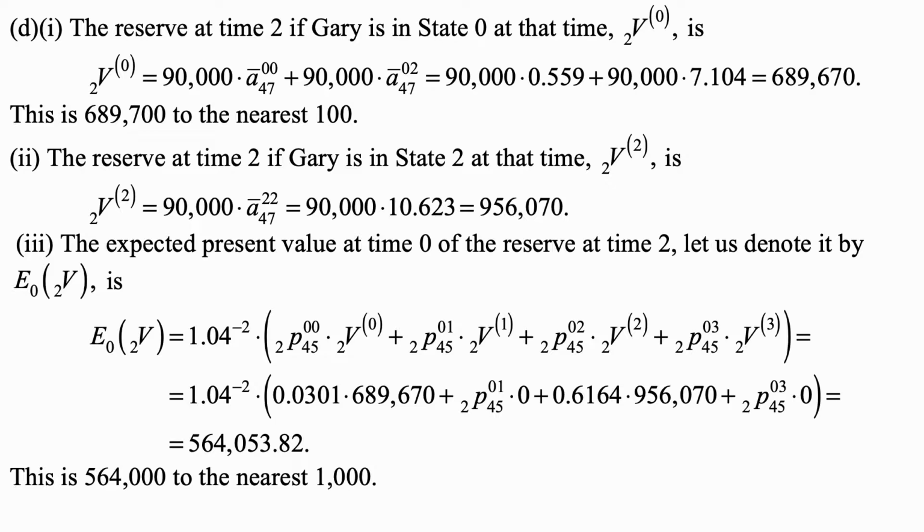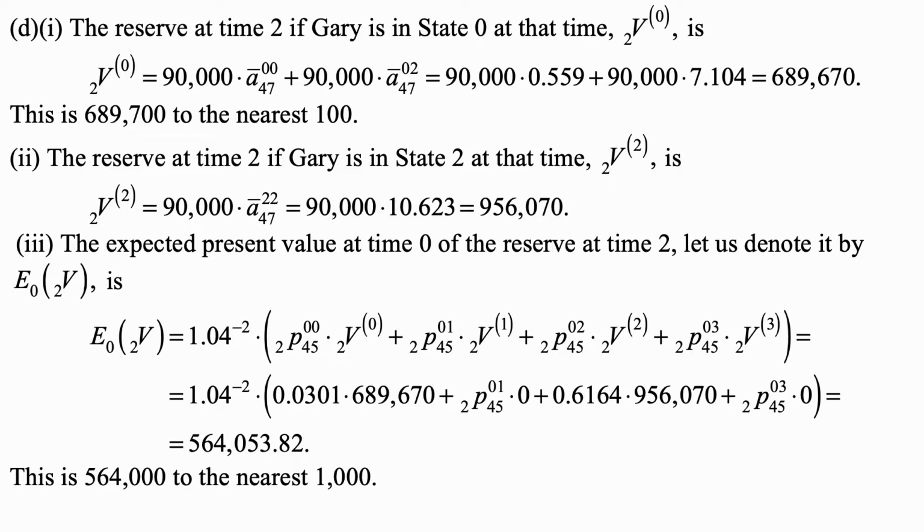Part D, Part 1. The reserve at time 2, if Gary is in state 0 at that time, 2V0, is 2V0 equal to 90,000 times Ā_47^00 plus 90,000 Ā_47^02. It's just the present value of future benefits. There's no premium. So we just plug in the values of these annuity values from the table of data given in the problem, not from the standard ultimate life table. We are given the data for this in the wording of the problem. So we just plug those in, and that's 689,670, which is 689,700 to the nearest 100.